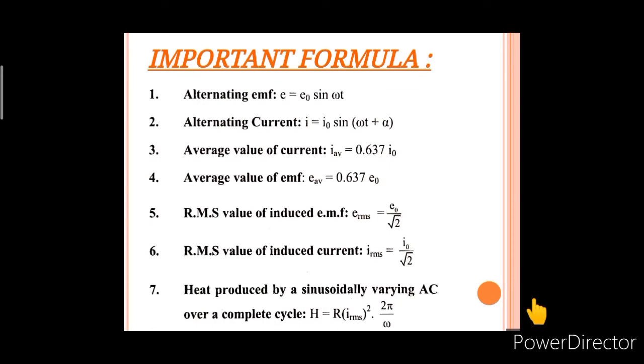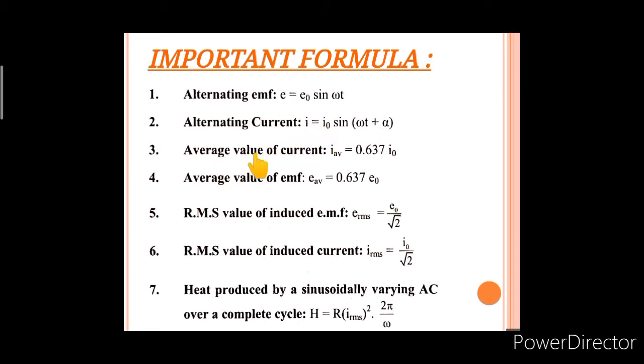First of all, as we know, the alternating EMF E is given as E0 sin omega t, where E0 is the peak value of the alternating EMF, or we can say it is the maximum value of the alternating EMF in either direction. Then alternating current I is given as I0 sin(omega t plus alpha), where alpha represents the phase difference between the current I and the EMF, and I0 is said to be the peak value of the current.